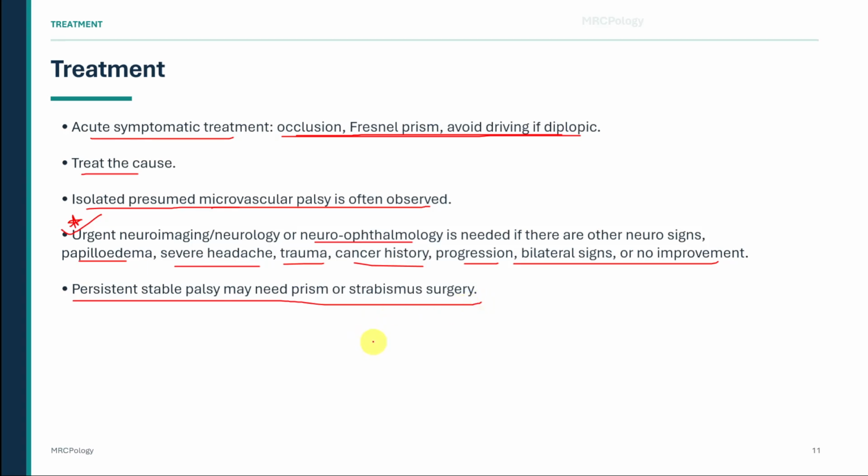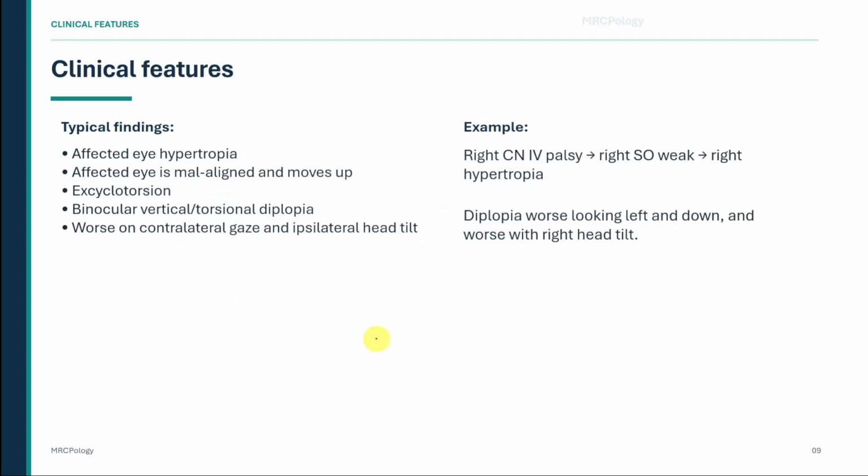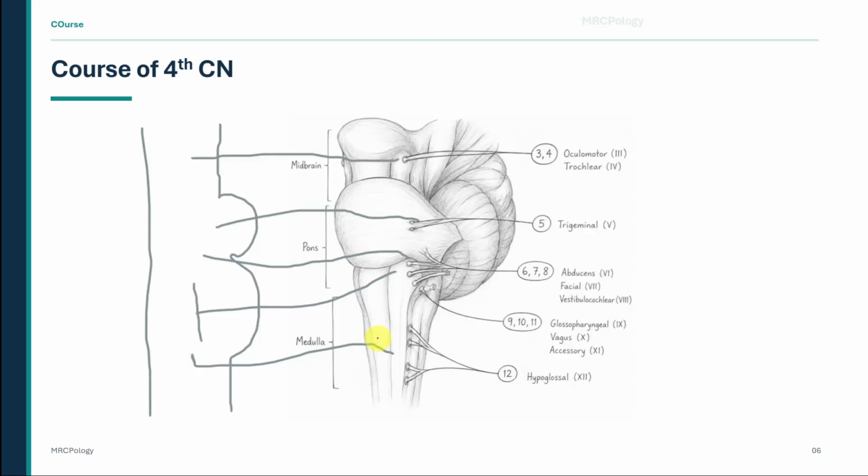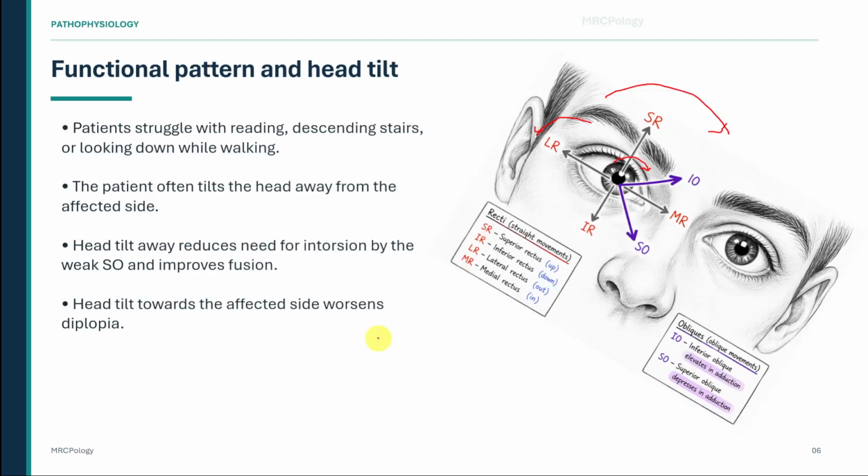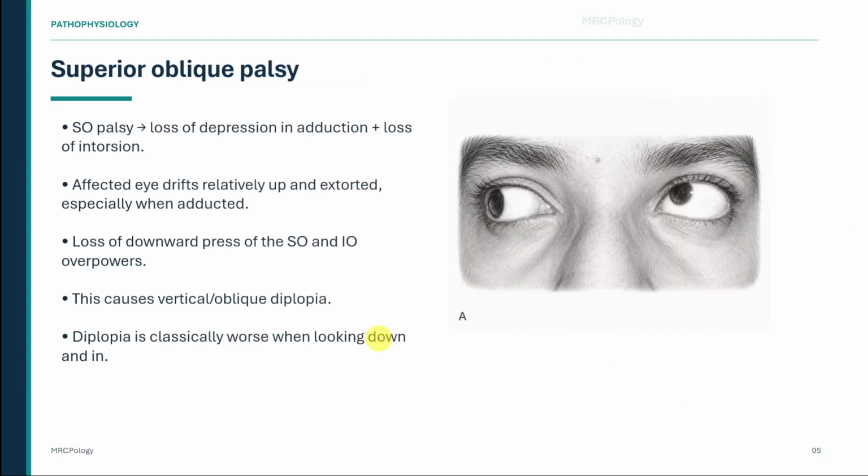If you remember one thing, remember this. Fourth nerve palsy is superior oblique weakness, causing vertical or torsional binocular diplopia that is worse in down gaze, especially when looking down and in. Quick recall. A patient has right hypertropia and binocular vertical diplopia that is worse when looking left and down, and worse with right head tilt. Which nerve is affected and which muscle is weak? The answer is the right trochlear nerve, causing right superior oblique weakness.